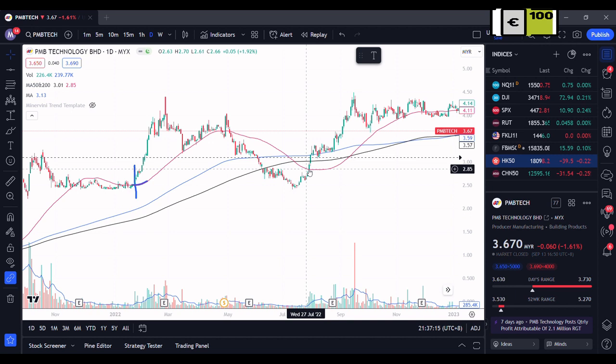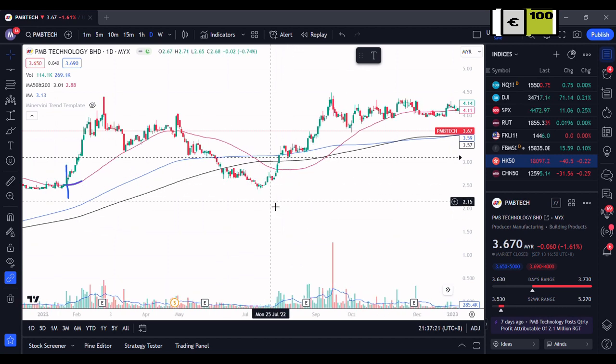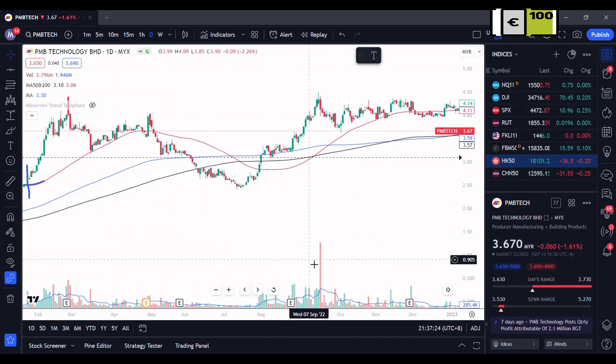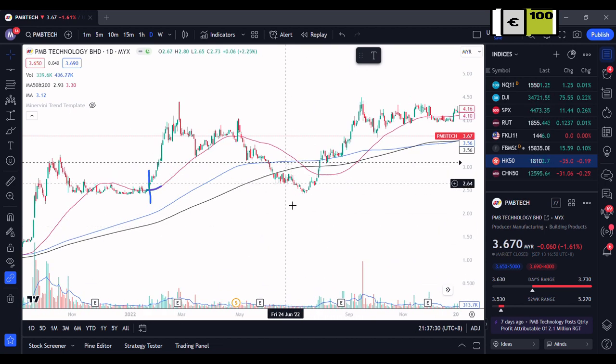If the stock is not doing well in the long term, they tend to break the 200 days moving average. But if the stock has a good long term, they tend to be supported by the 200 days moving average. So that is the thing that you need to bear in mind.